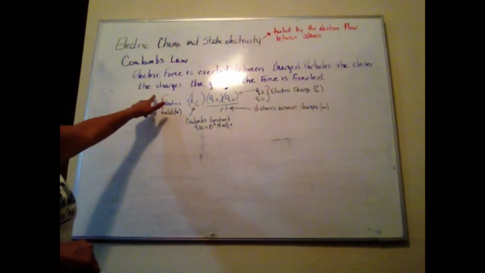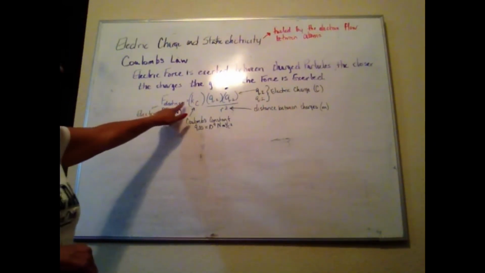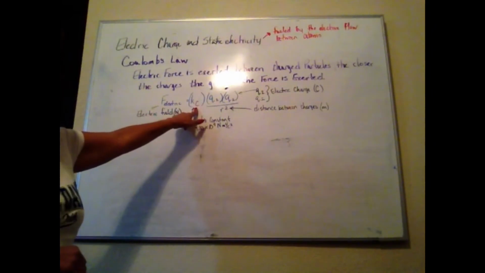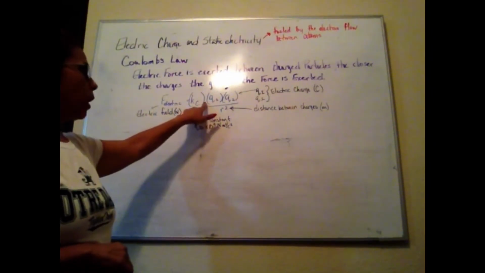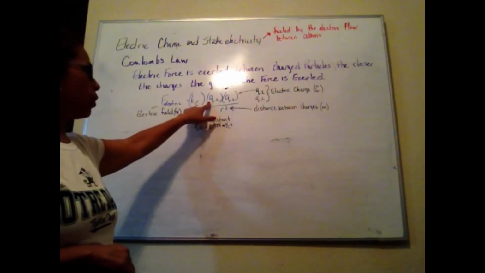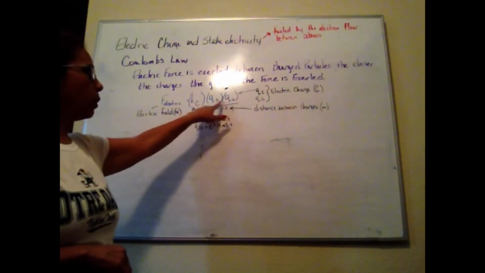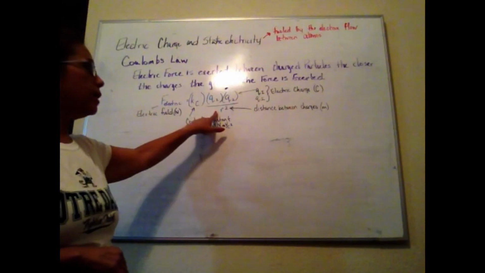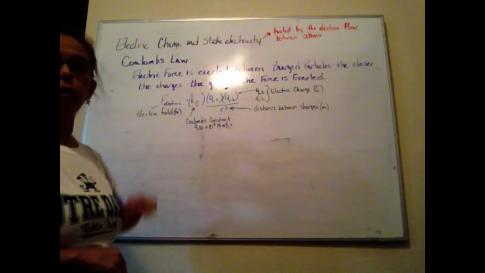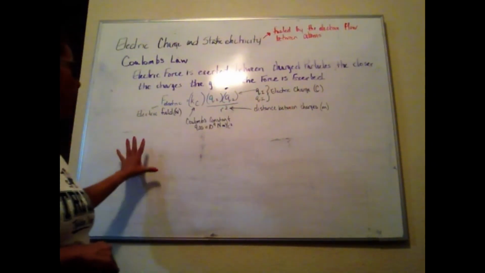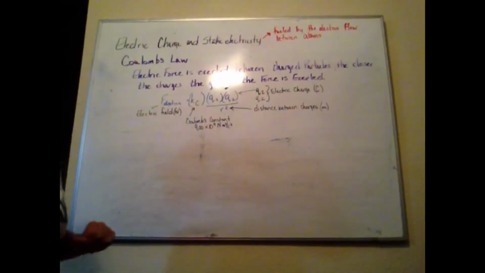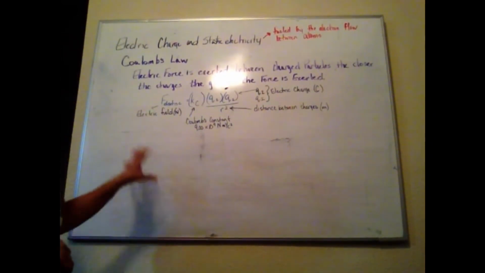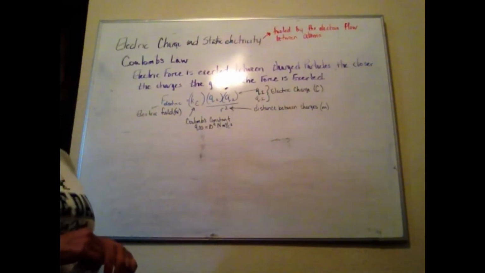And so we have this equation that is related to this. We have electric force, F, is equal to Coulomb's constant, 9 times 10 to the 9th power, multiplied by the charges, charge 1, charge 2, and all of this is divided by the distance between the two charges squared. So this is how we can calculate the electric field felt between all the charged particles. And we're looking at just, again, two charged particles together.